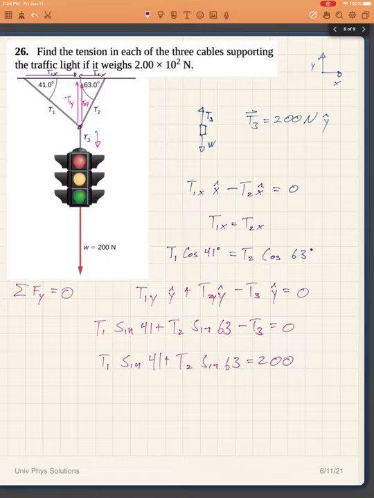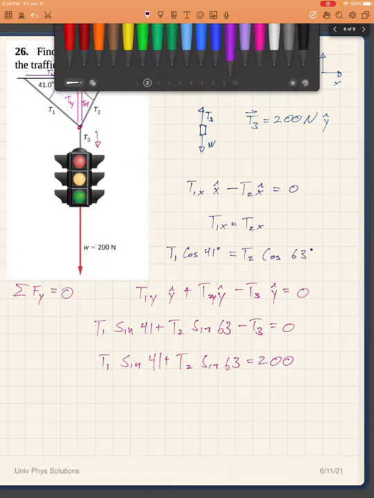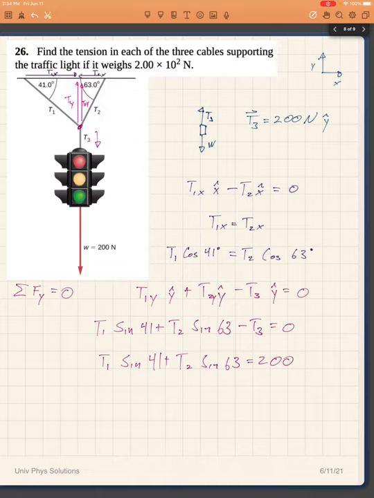Okay, now I put the equations together. I can find a relationship. I will copy down what we had before. So with these two equations, I can solve my system because I have two equations and two unknowns. My unknowns are T1 and T2, and my equations are equation 1 that I derive from the y components, and my equation 2 that I derive from the x components.